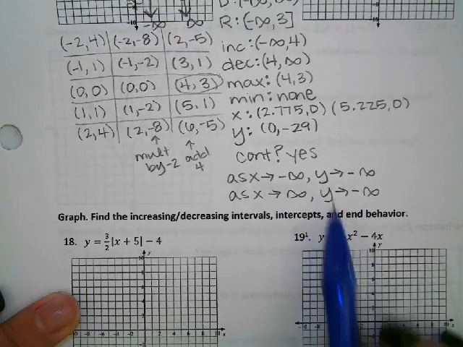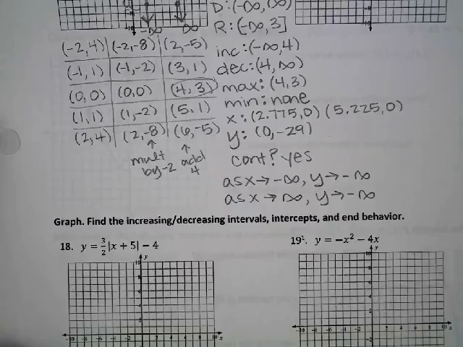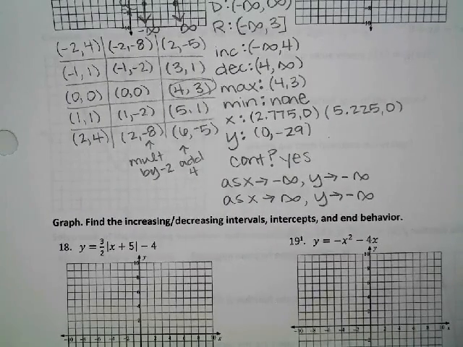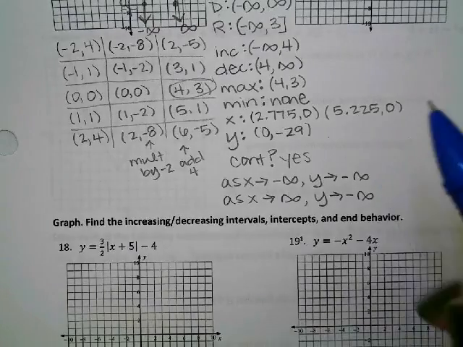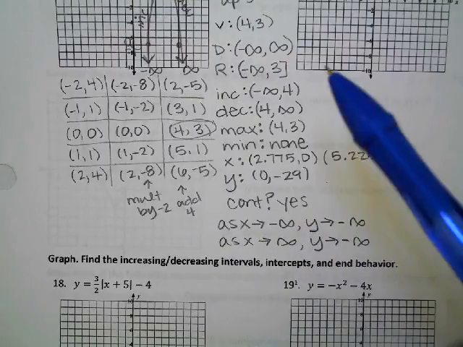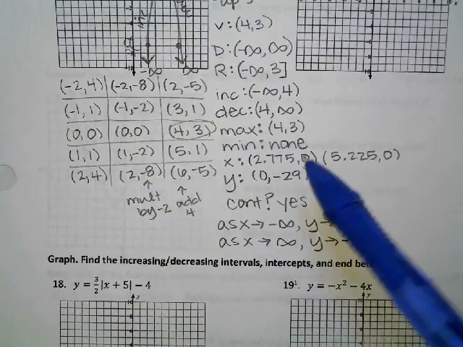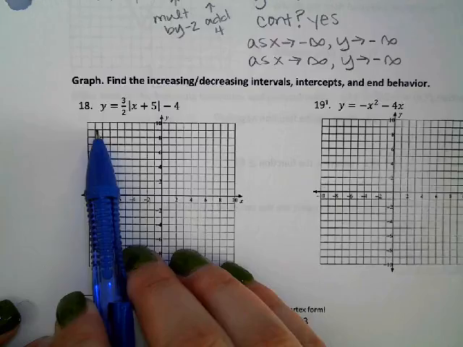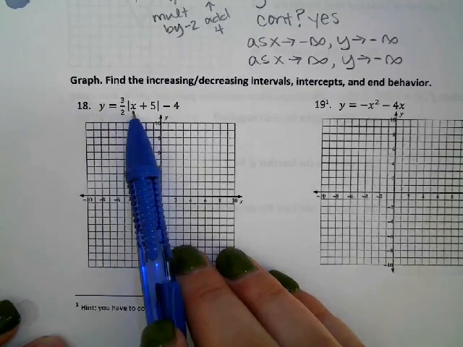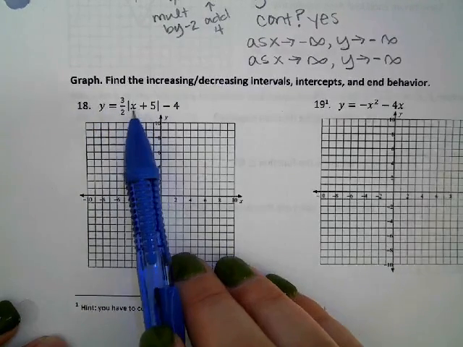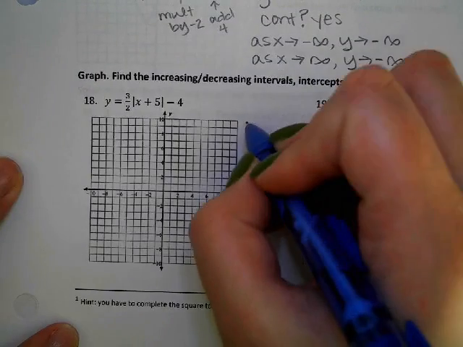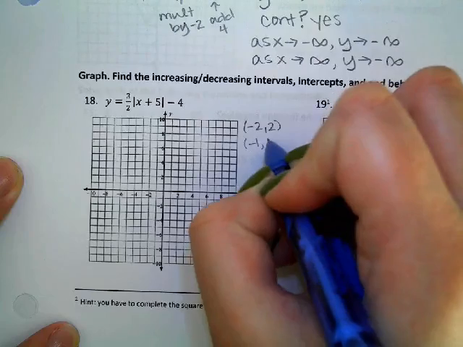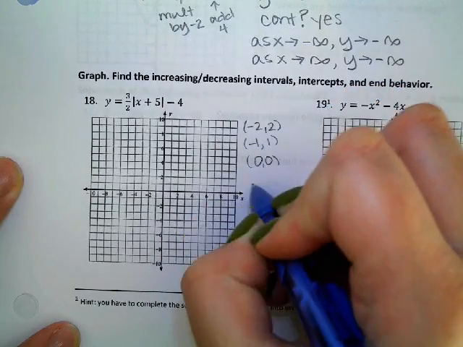Okay, so this is talking about all the things that you would have to do to answer these questions. So for 18, to be able to do 18, it's the points negative 1, 1, 0, 0, 1, 1, 2, 2.